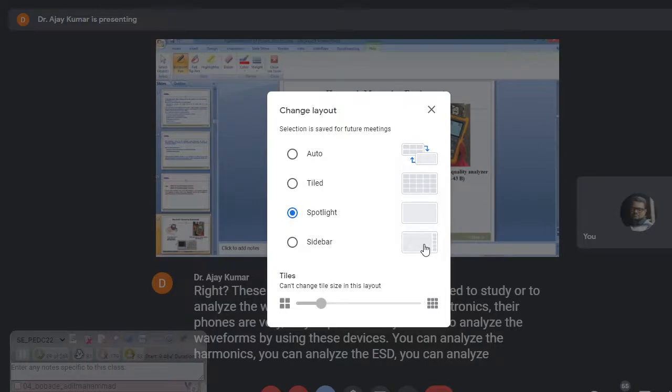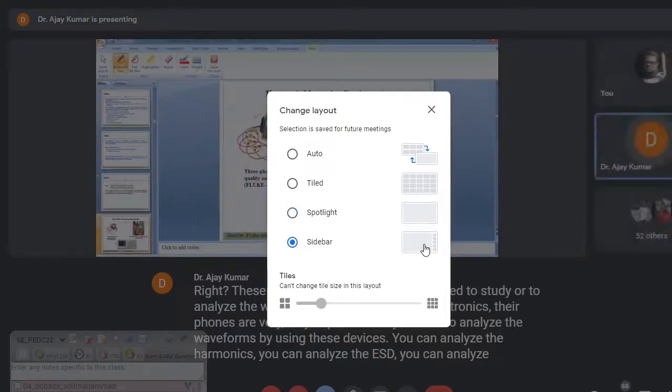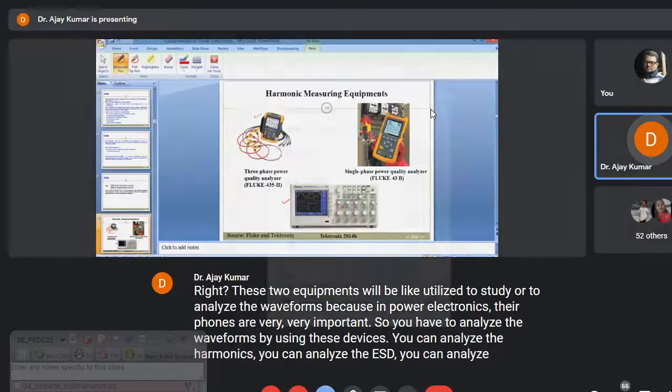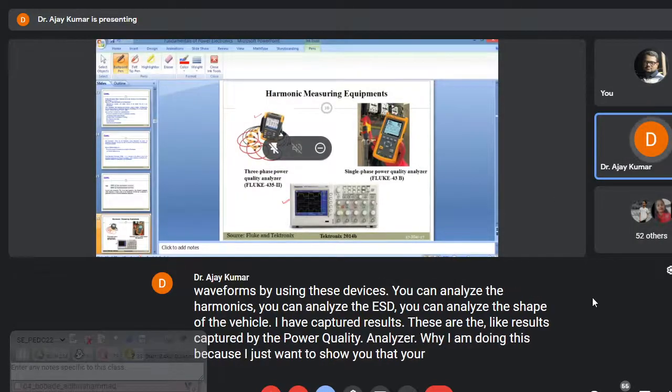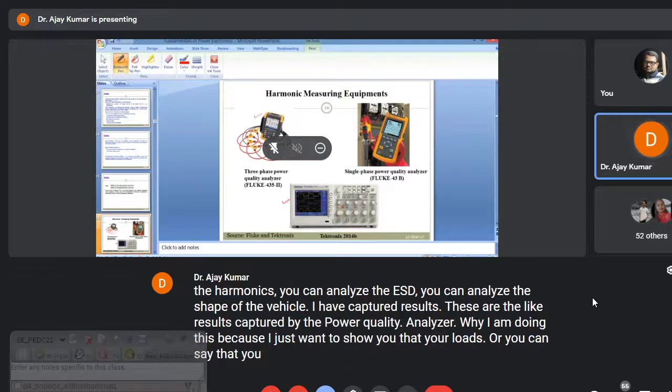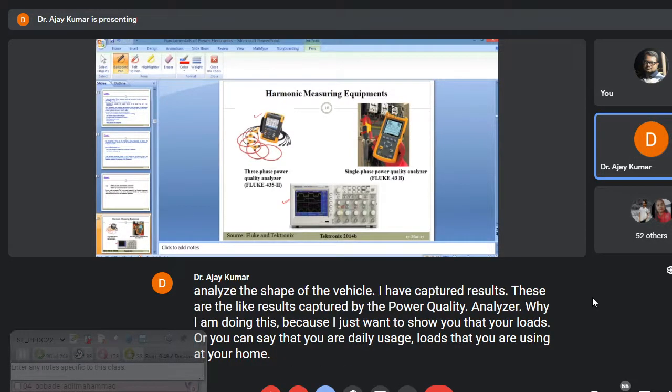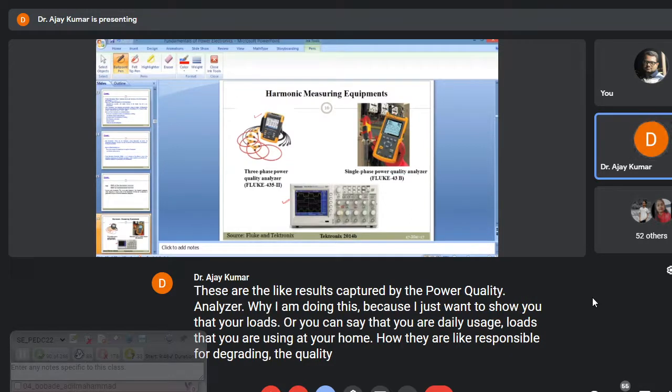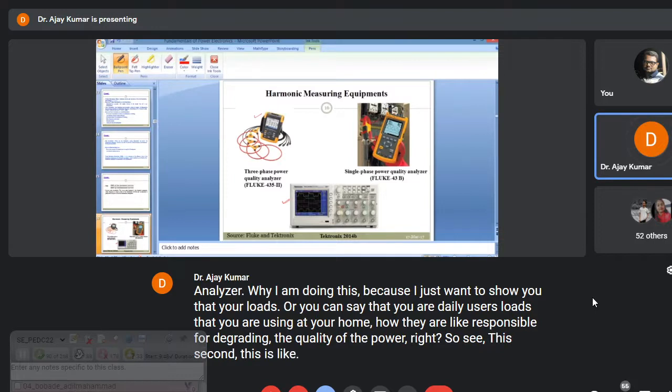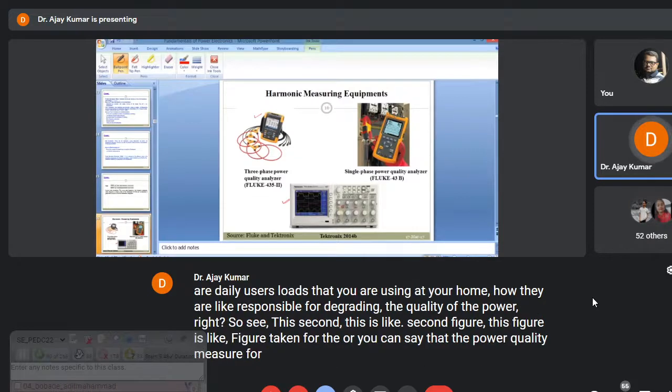I have captured results. These are the results captured by the power quality analyzer. Why am I doing this? Because I just want to show you how your daily usage loads that you are using at your home are responsible for degrading the quality of the power, right? So see, this is the second figure. This figure is the power quality measurement for the desktop computer, right?